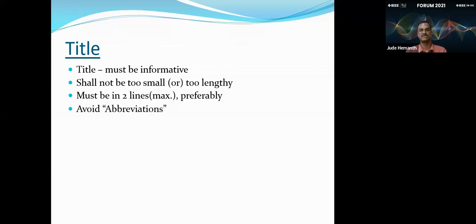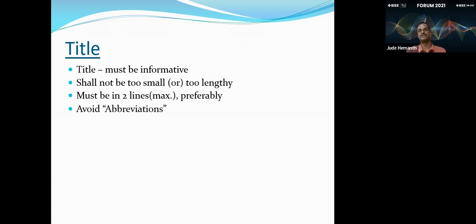Avoid abbreviations, right? Never ever use any abbreviations, because you have used, say for example, a modified neural network. Then don't say MNN, medical image analysis using MNN technique. Who knows MNN? Only you know. Right? So never ever use any abbreviations unless it is very common.